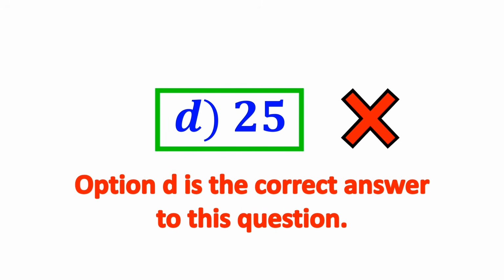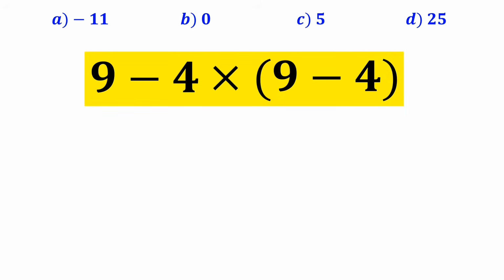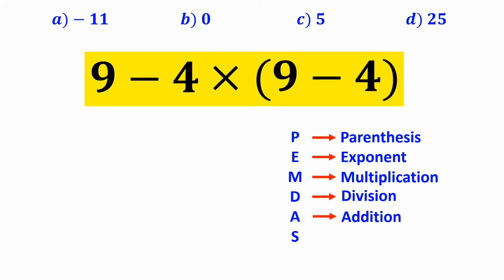But that's definitely wrong. Now let me show you how to solve this expression properly. To solve this question, we need to follow the PEMDAS rule. In this rule, P stands for parenthesis, E stands for exponent, M stands for multiplication, D stands for division, A stands for addition, and S stands for subtraction. We have to follow the order of operations I told you, step by step from top to bottom.